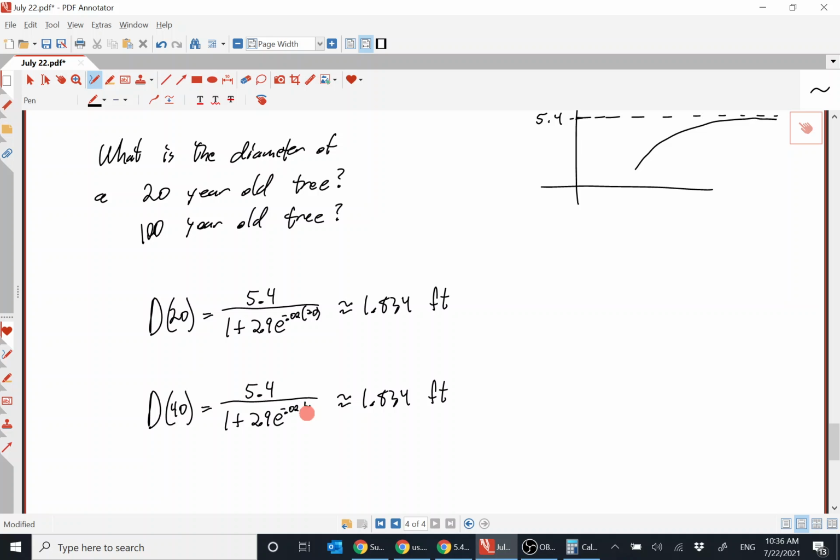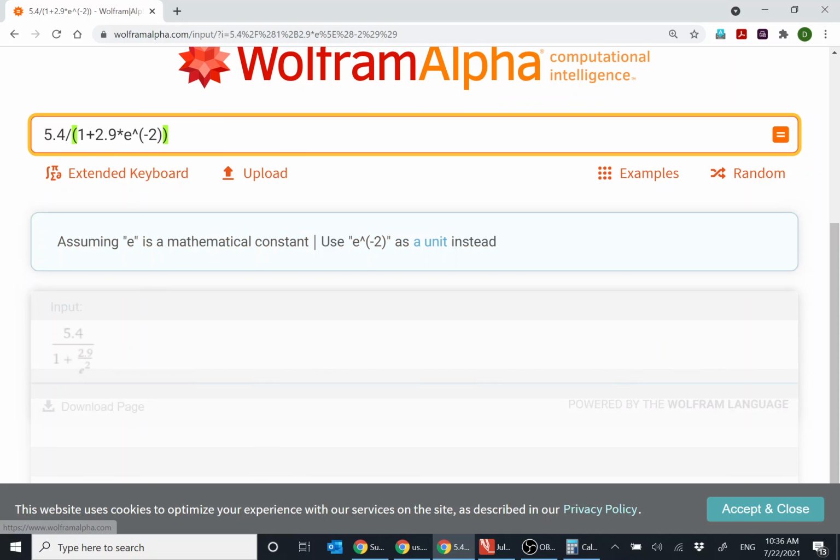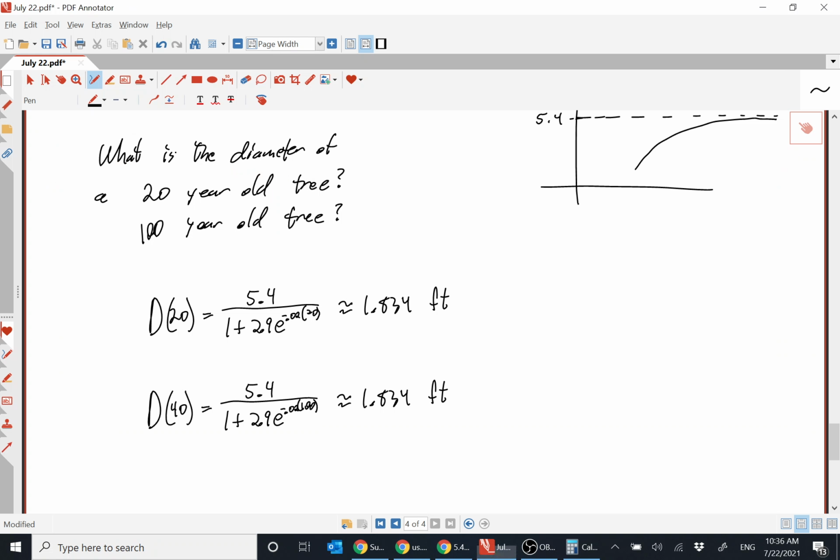So 100, that's going to be 100 here, which is just going to be e to the negative 2. Well, still not very close, is it? 3.87. Huh. 3.8799. Okay, so that was 100.